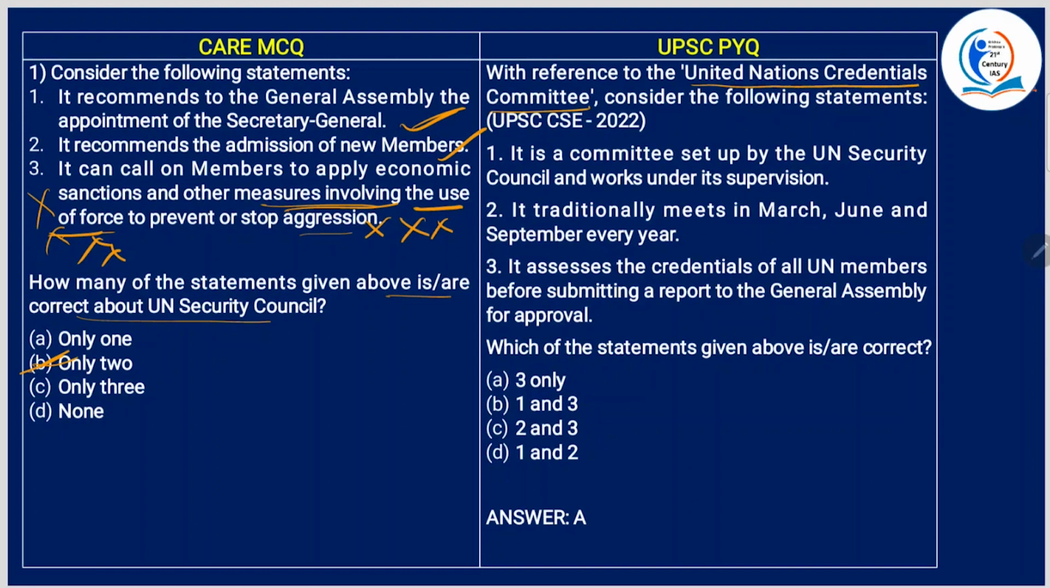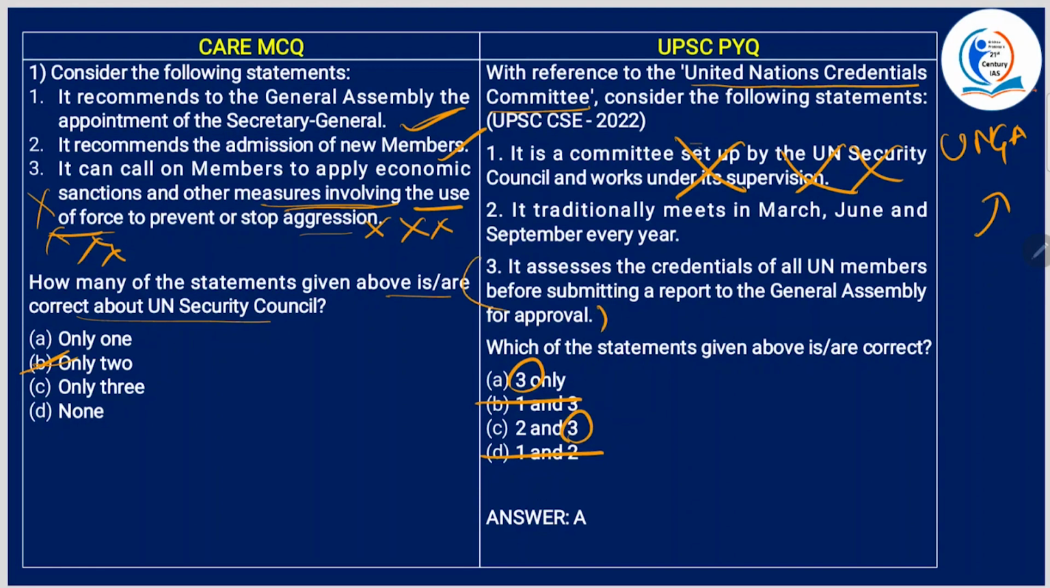First of all, what is this United Nations Credentials Committee? It is a committee of United Nations General Assembly, and the main purpose of this Credentials Committee is to report to the Assembly regarding the credentials of bodies' representatives. Fine. It is a committee set up by the UN Security Council and works under its supervision. No, this is wrong, because the Credentials Committee is appointed at the beginning of each regular session of the General Assembly. So this is wrong. When 1 is wrong, D is gone, B is also gone. 3 is common, which means 3 is correct. You don't need to read 3.